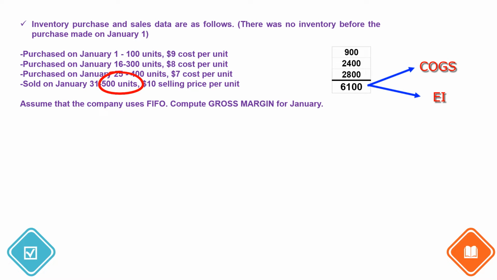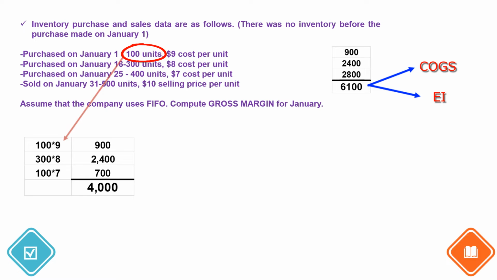The question is, which units did they sell? And they're using a FIFO method. So they're saying the first ones in are the first ones they sold. If they start with the first ones, which are the 100, then under FIFO they sold 100 at the $9, and then they would have sold the 300 at the $8, and that's 400. So there's only 100 left to sell, of those 400, they did 100 at $7.